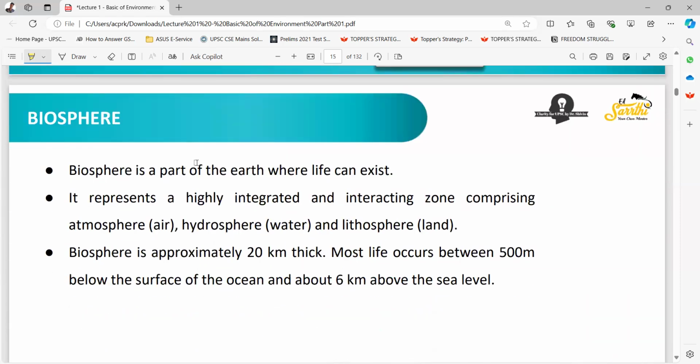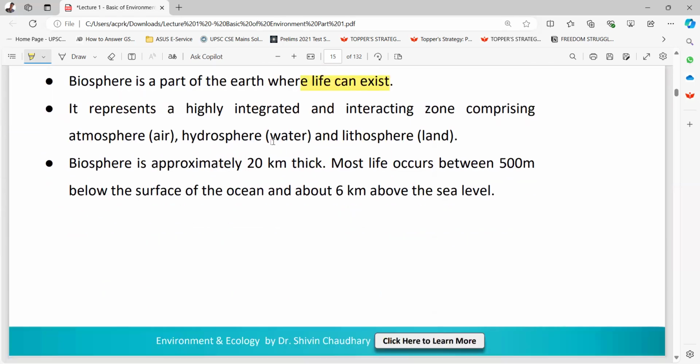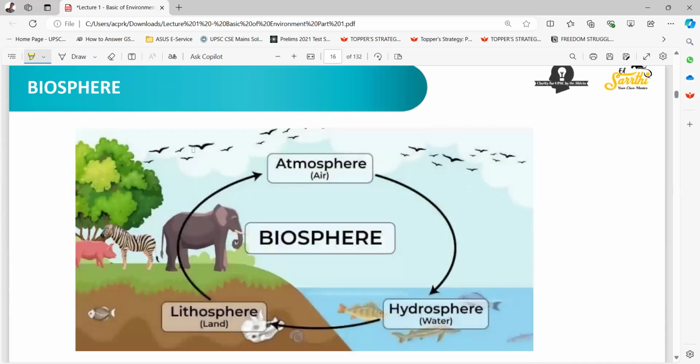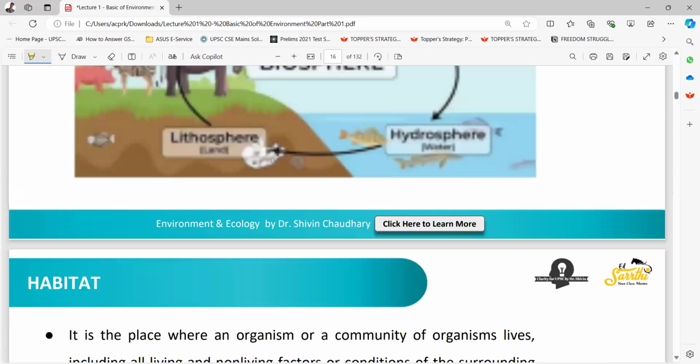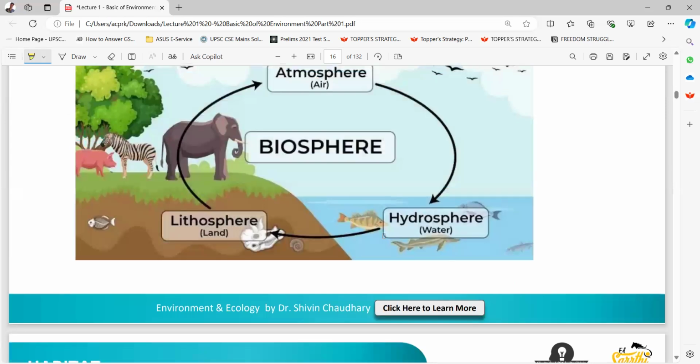Biosphere. Biosphere is the part of the earth where life can exist. It represents a highly integrated and interacting zone comprising atmosphere, air, hydrosphere, water, and lithosphere, land. Biosphere is approximately 20 kilometers thick. Most life occurs between 500 meters below the surface of the ocean and about 6 kilometers above sea level. Biosphere includes atmosphere, lithosphere, and hydrosphere.